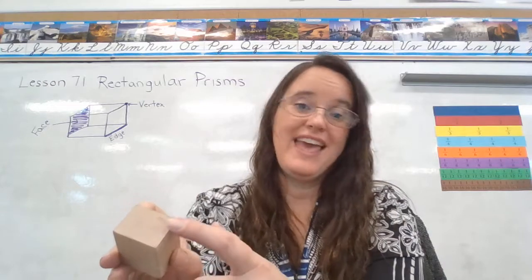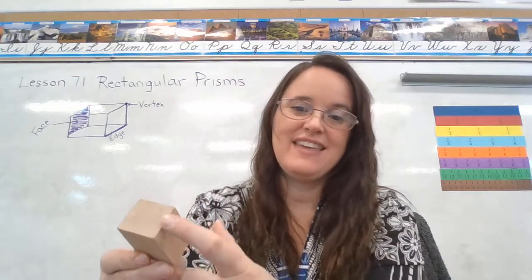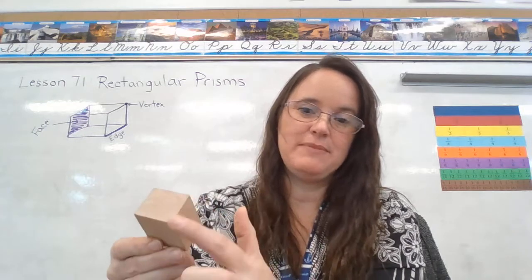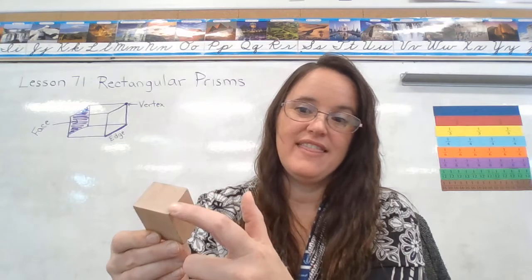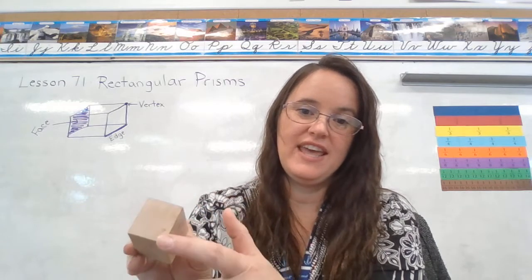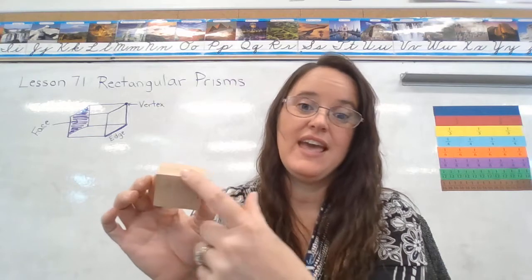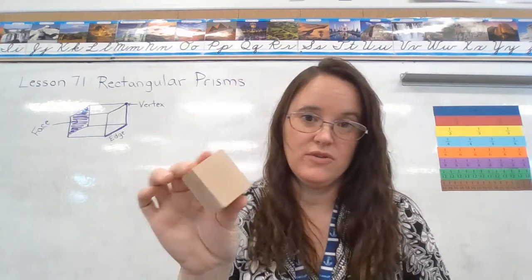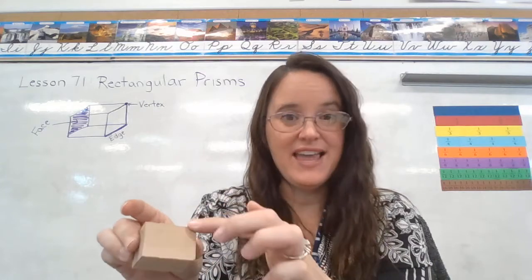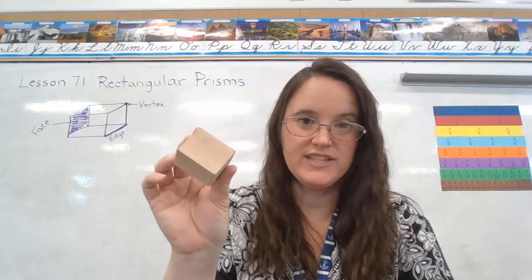The edge, really that's the only word we can call it, I think. The edge is where the sides meet. This length in between the vertices here, that's an edge, edge, edge, edge, and then holding it this way, another edge, edge, edge. So that kind of line that makes up the rectangular prism, those are called edges.